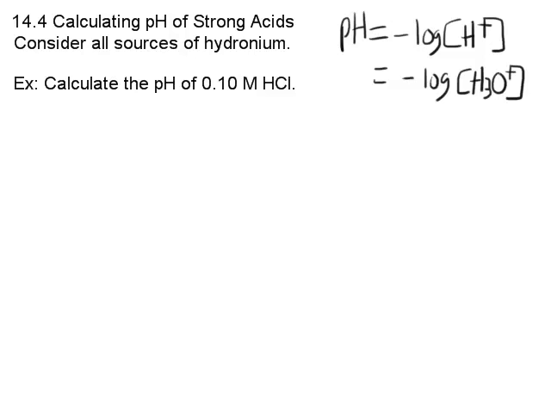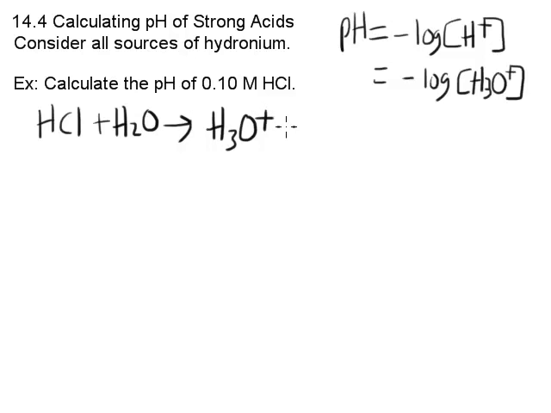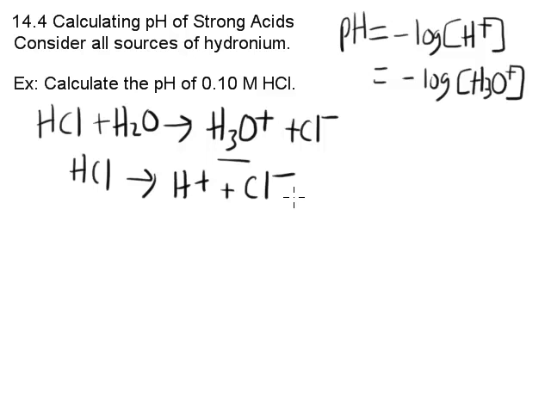So the obvious one is the HCl. HCl, when you put it in water, falls apart and forms H+, which reacts with the water to make H3O+, and Cl-. So there's one source, your HCl. If you just write the equation like this, HCl falls apart into H+ plus Cl-, that's fine. It's not what's really happening in real life, but it's an easy way to show the same thing.